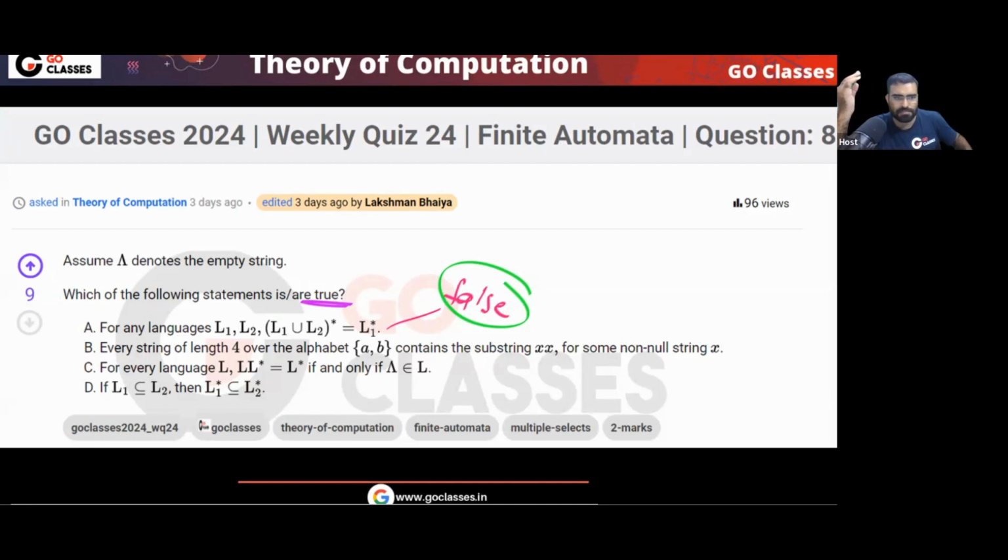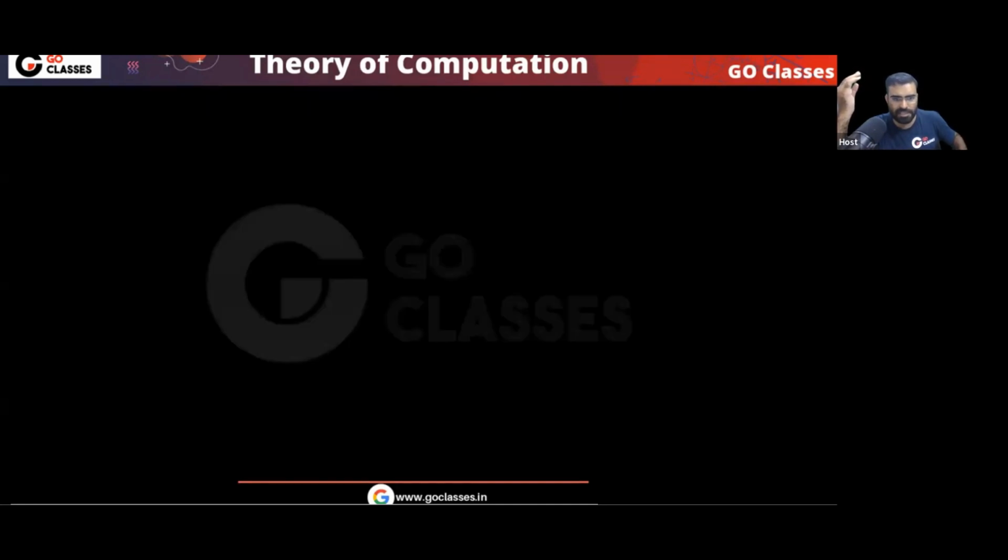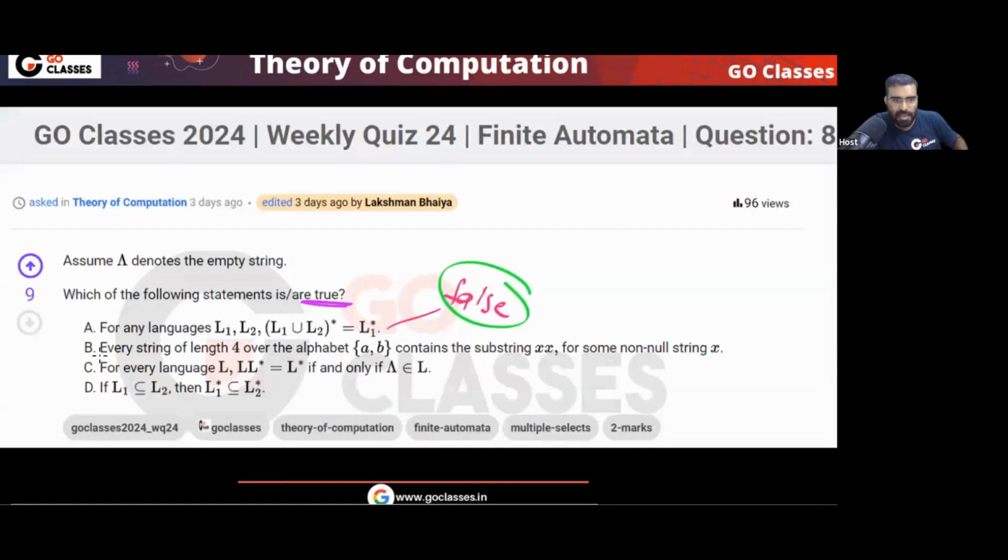Option B. Option B is very interesting. Option B is saying that every string of length 4 over the alphabet {a, b} contains a substring XX for some non-null string X. This is actually a very interesting option.